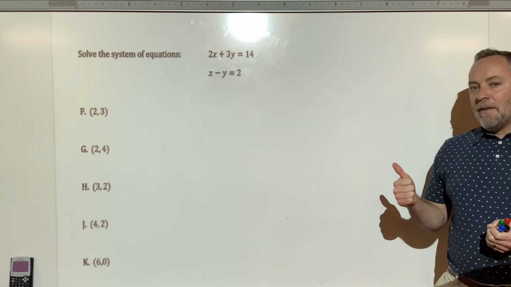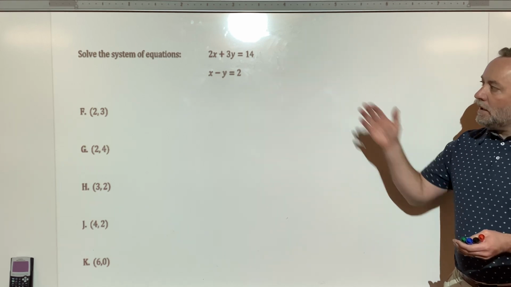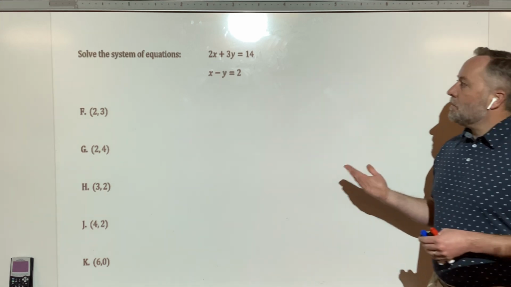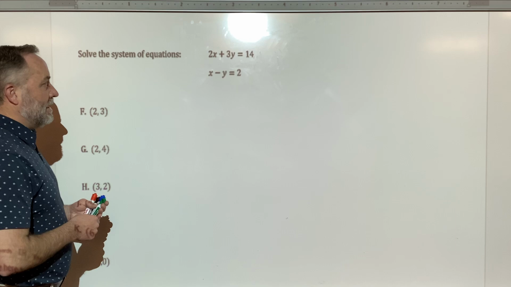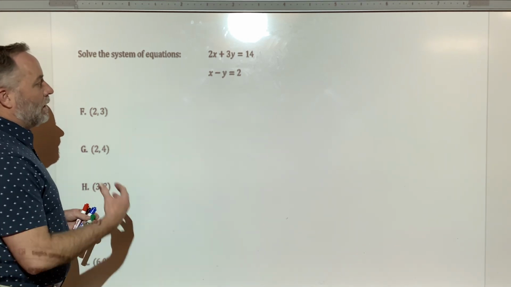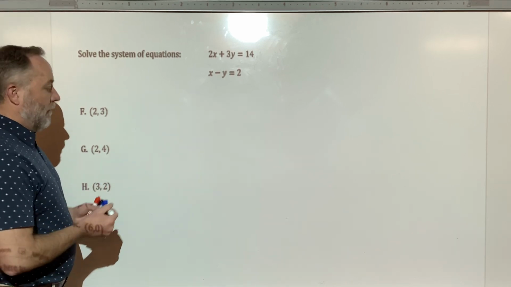You could do so by graphing, using substitution, or using elimination. And depending on how the system is set up, you might choose one over the other. In this case, probably substitution or elimination would be the easiest. I will show substitution, and when you're doing that, you want to get one of the variables by itself so that you can substitute in for that variable.